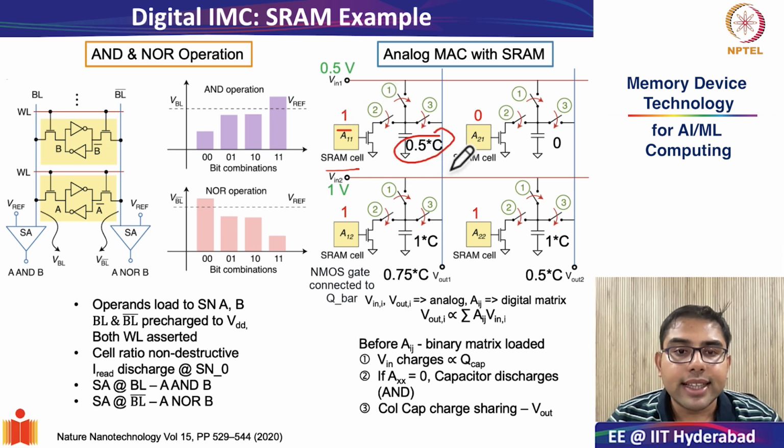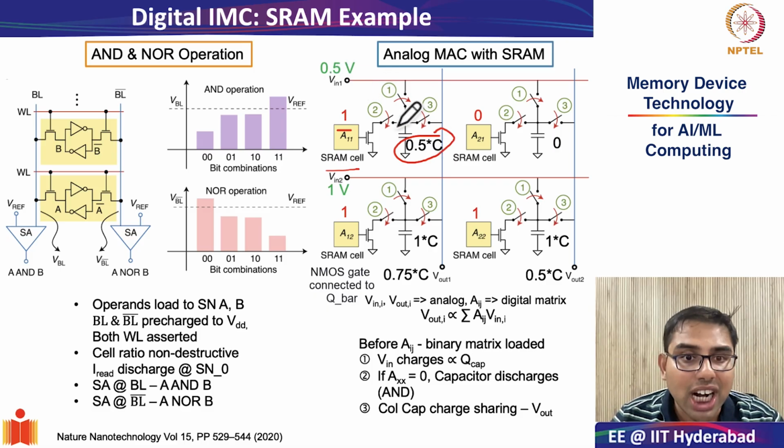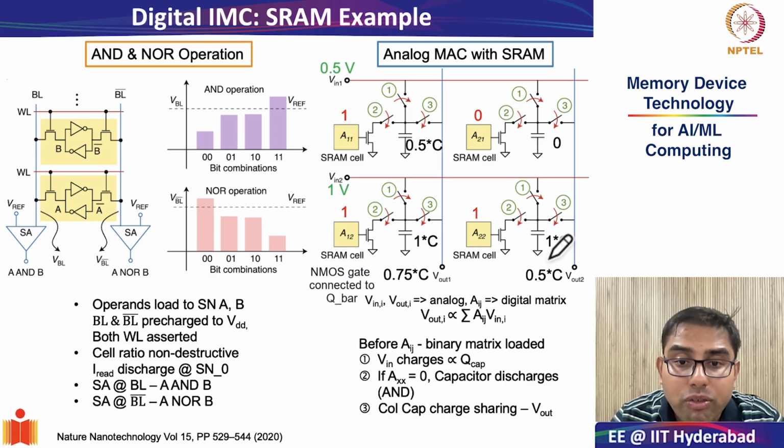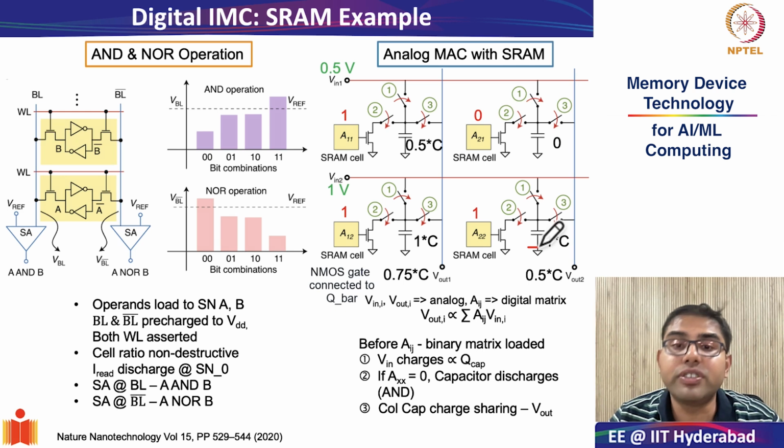So here the charge before we have the third step is 0.5 multiplied by the capacitor, which is the voltage multiplied by the capacitor. That's the charge on this capacitor. Here it is 0 because the value of the SRAM A21 matrix was 0. Here it is 1 C. Here it is 1 C as well. That is 1 volt multiplied by the capacitance of this capacitor.